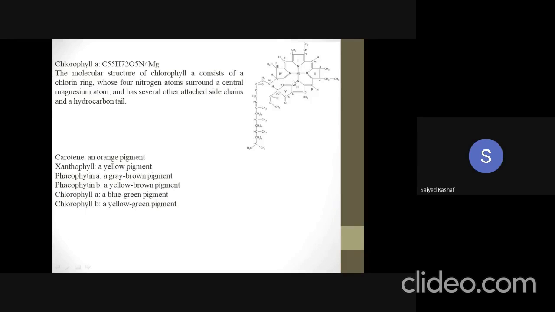Maximum absorption takes place in the red and blue regions, and chlorophyll A reflects the green region of the spectrum. That's why most plants appear green in color. This is carotene, and these are some of the pigments and their resultant colors: carotene is orange, xanthophyll is a yellow pigment, pheophytin A is gray brown, pheophytin B is yellow brown, chlorophyll A is a blue green pigment, and chlorophyll B is a yellow green pigment.